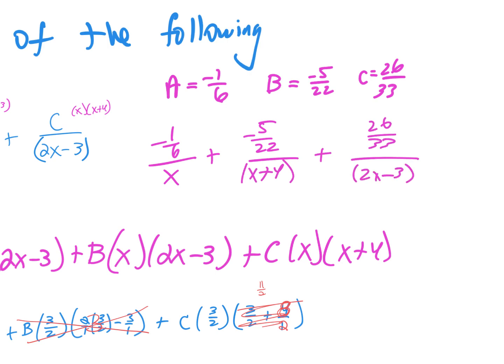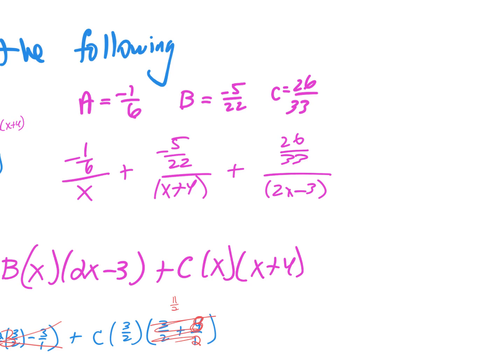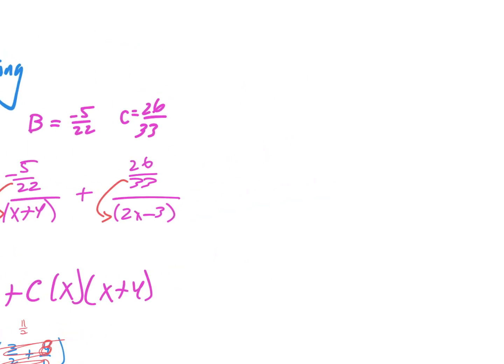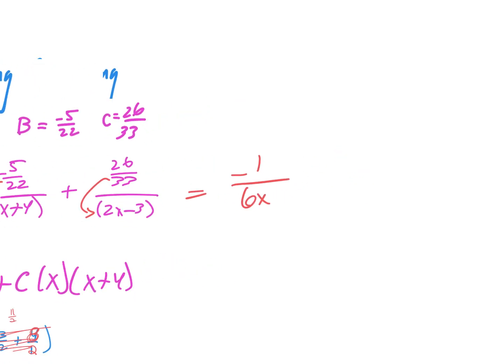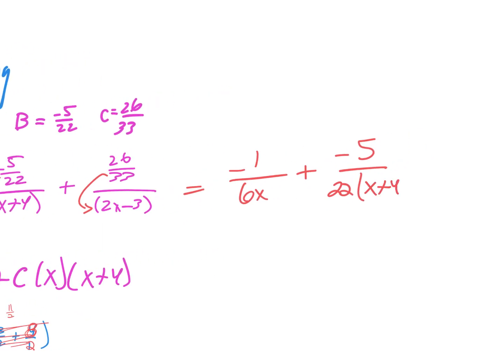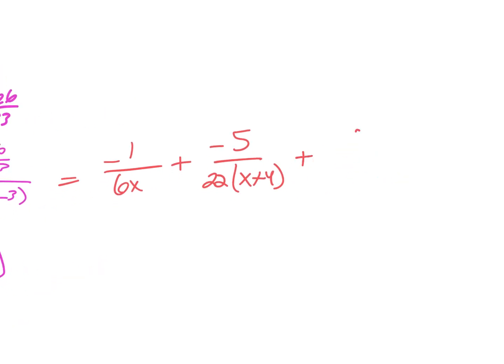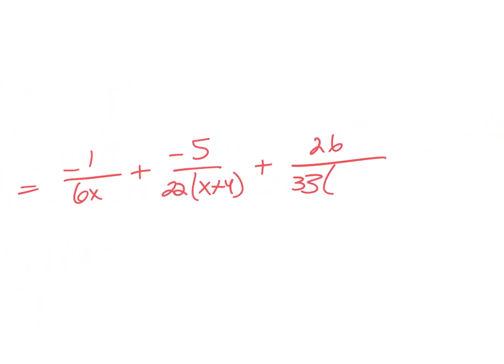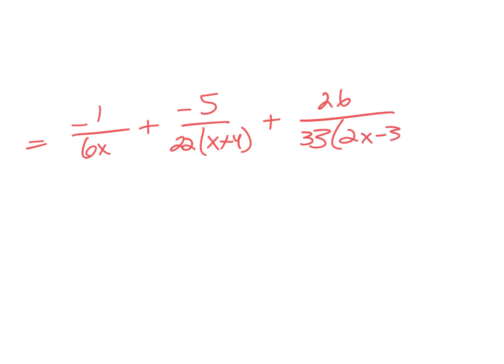The last thing I have to do here is move the denominators down. You could have done that from the get-go, but you don't have to. So now you just have negative 1 over 6x. You can put plus a negative, or you could just say minus 5 over 22 times x plus 4. And then you have plus 26 over 33 times 2x minus 3.